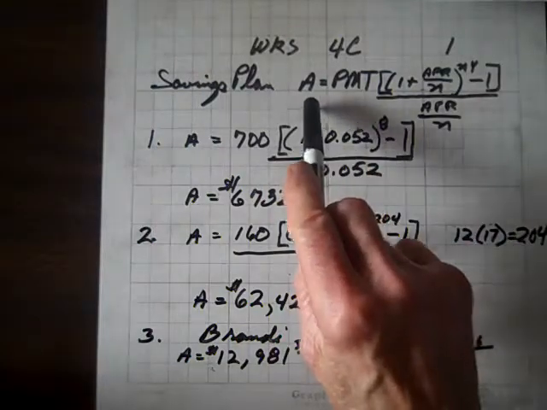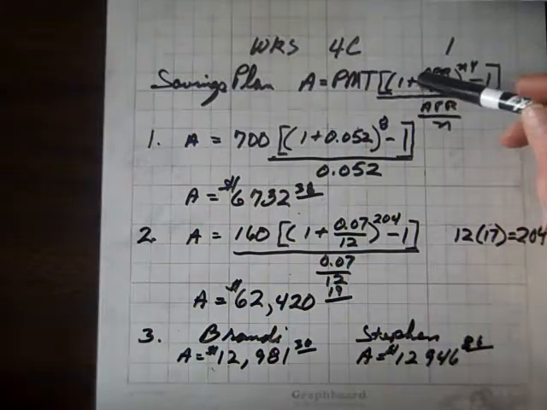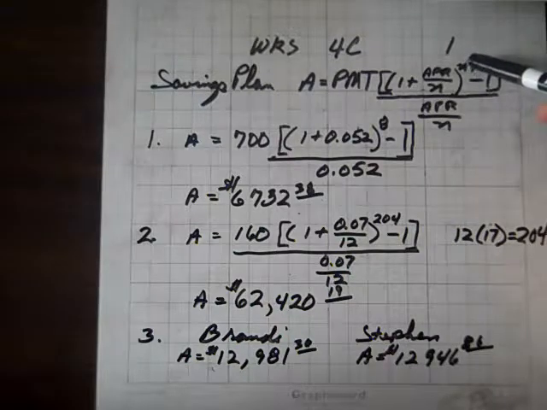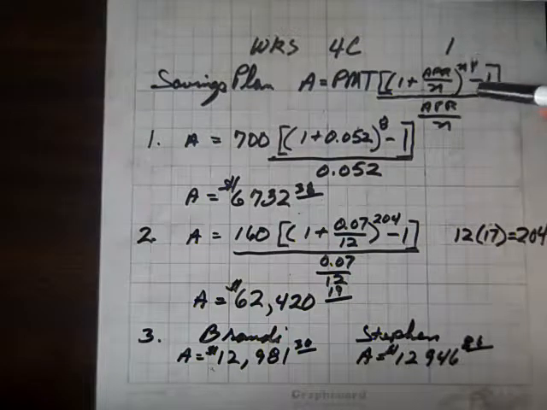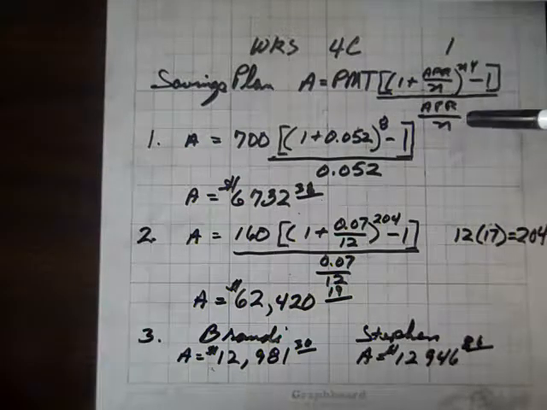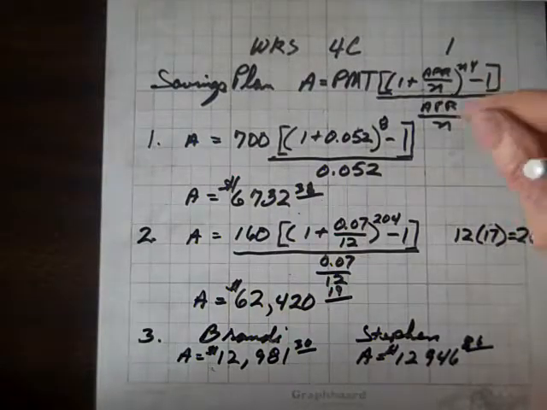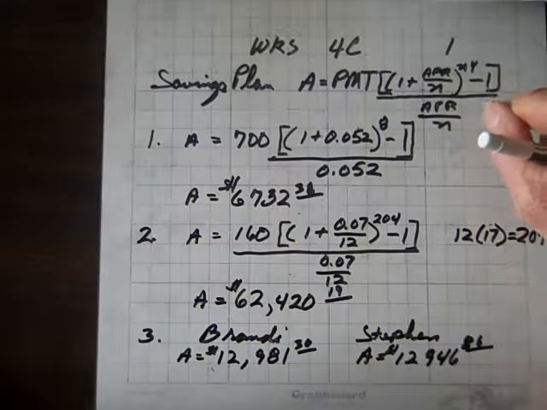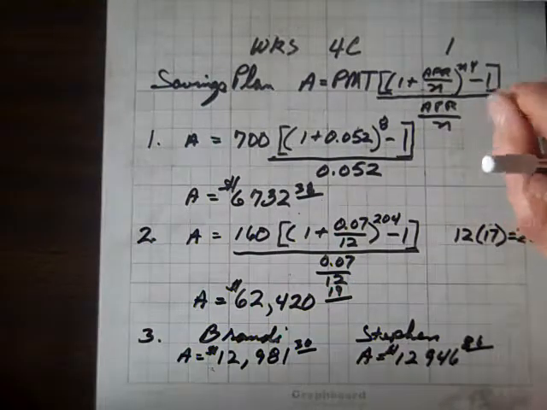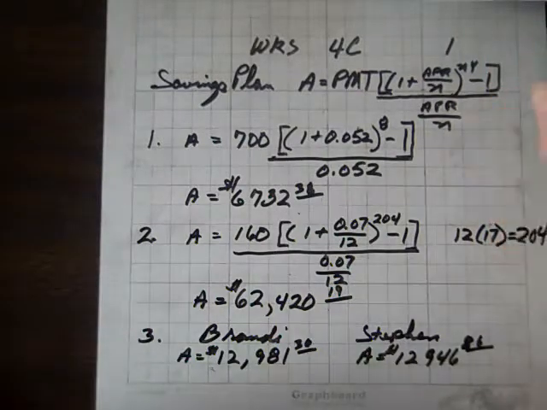But the formula is amount equals the payment times, in brackets, and then in parentheses 1 plus APR over N, and that's raised to the NY minus 1, and then all over APR over N. So, and this is a savings plan. And by the way, how do you know when to use this formula? Well, they've got to tell you in the problem, savings plan. You'll be told that. So then you know, hey, savings plan formula.